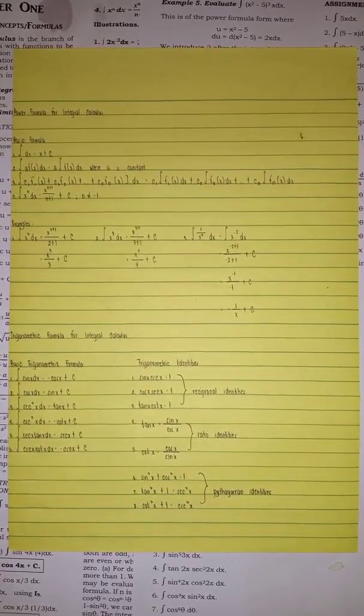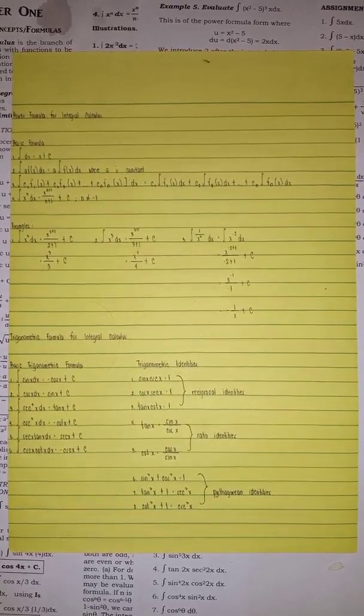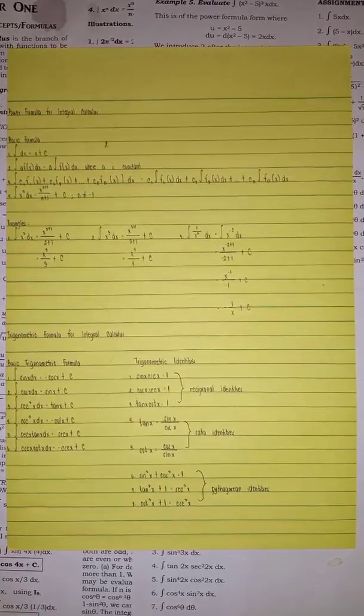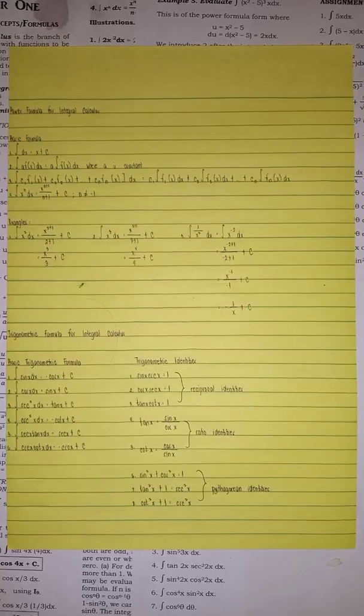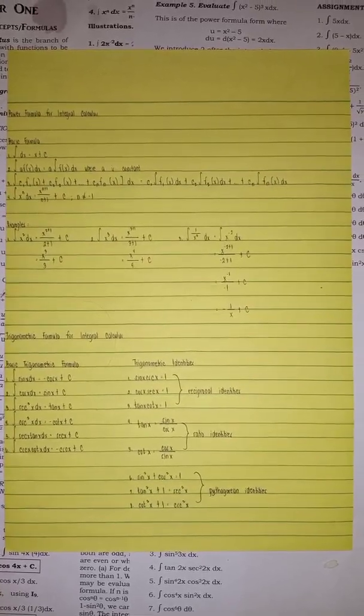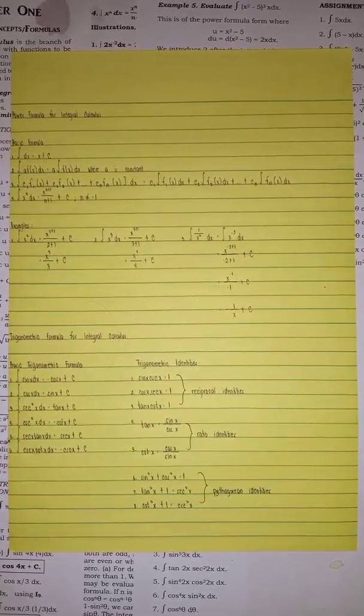Number 4. Tangent x is equal to sin x over cosine x. Number 5. Cotangent x is equal to cosine x over sin x. These two are called ratio identities.